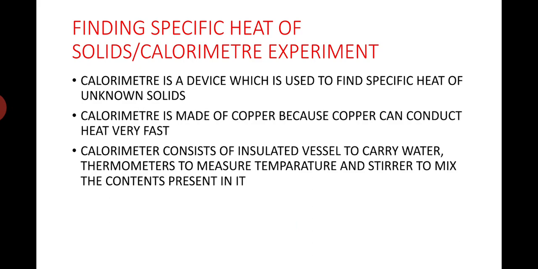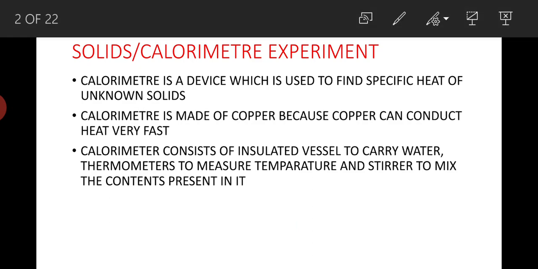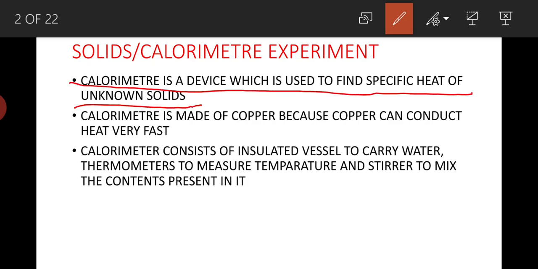So first of all, what is a calorimeter? Calorimeter is a device which is used to find specific heat of unknown solids. And calorimeter is made up of copper because copper can conduct heat very fast. That is, copper is a good conductor of heat.